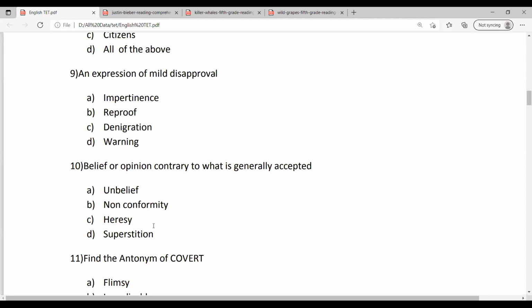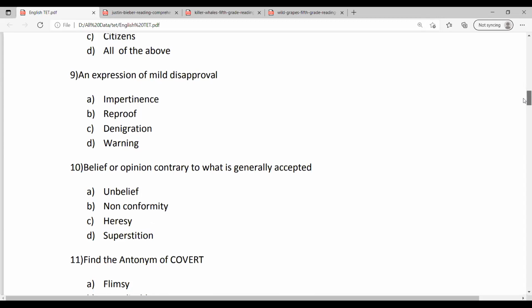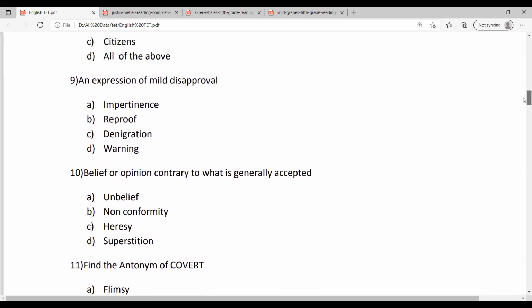When they felt that the earth is flat, but when people said that it is not flat, then they were considered as people having an opinion contrary to us. So they are not belonging to our community, something like that. So, heresy. Now, find the antonym of covert.